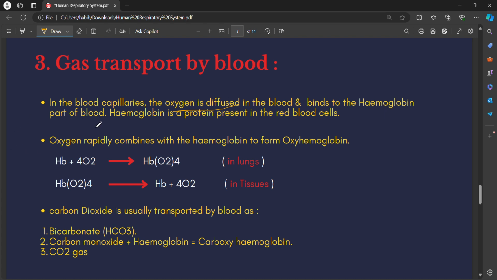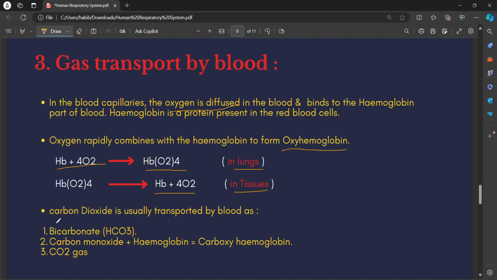blood, and you already know what hemoglobin is. It's a protein present in the red blood cells. So oxygen will be binding to the hemoglobin in the red blood cell, and it forms a complex called oxyhemoglobin. As you can see here, when it comes to the lungs level, hemoglobin will be binding up with the oxygen in arteries, and then oxyhemoglobin will be formed. And at the tissue level, the hemoglobin and oxygen will be dissociating, and thereby oxygen will be entering into the tissues.